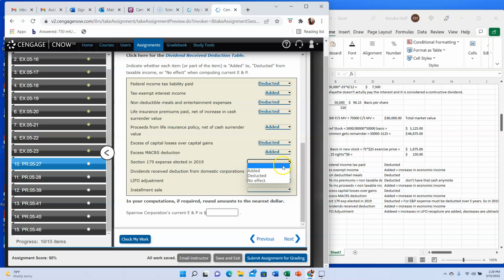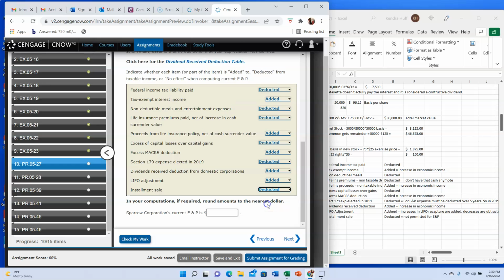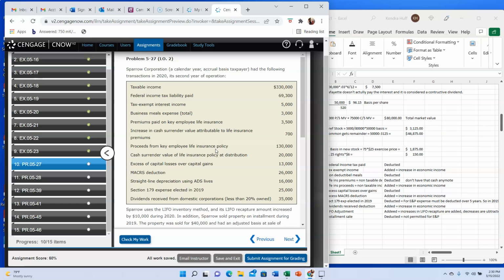Deducted. Dividends received is added back. The LIFO is added. And the installment sale. All right, installment sale, that amount is deducted. Not permitted for E&P. Oh, and then I didn't do them all up here. They're up here. Dagnabbit.